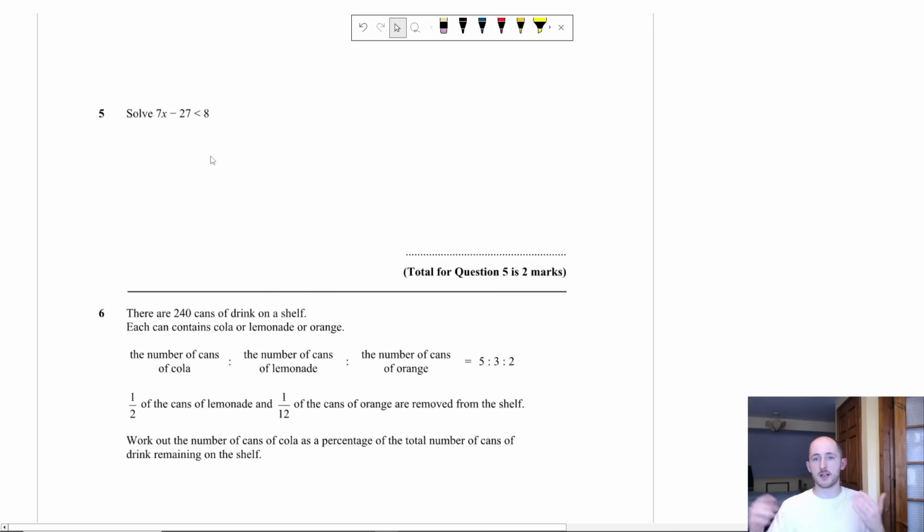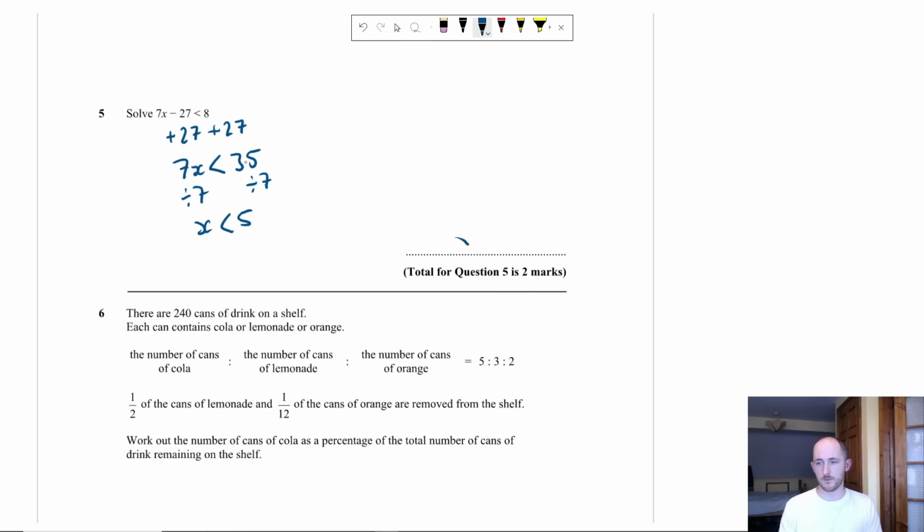How do I do that? Well, I do the opposite of subtracting 27, which is adding 27 to both sides. And remember, whatever I do to one side, I do to both, right? So 7x minus 27 plus 27, it means I get rid of the minus 27, so that's 7x. And 8 plus 27 is going to be 35. Now, how do I get rid of the 7 in front of the x? Well, the 7 is multiplying the x, so I'm going to divide both sides by 7, which gives me x is less than 5.